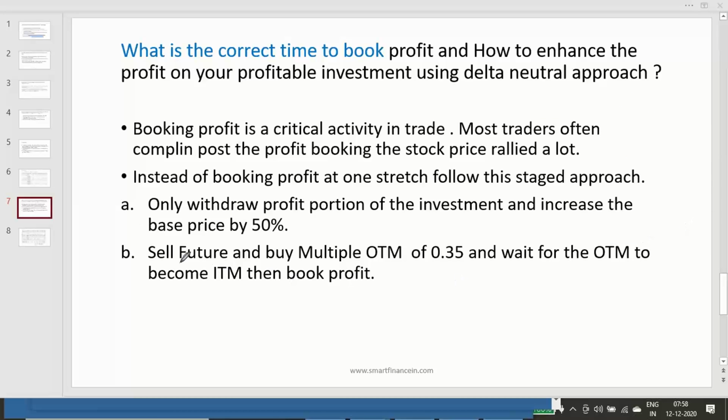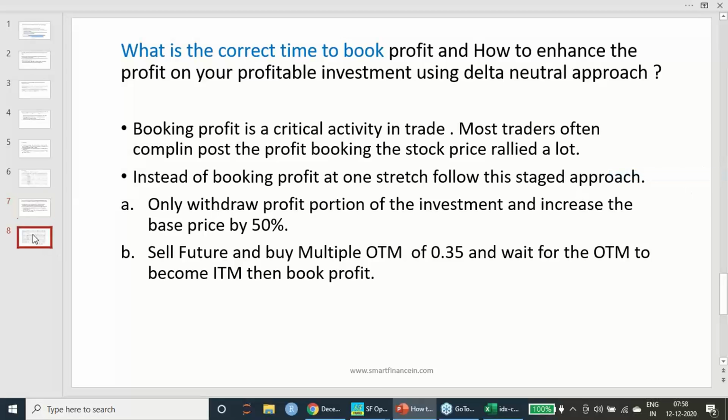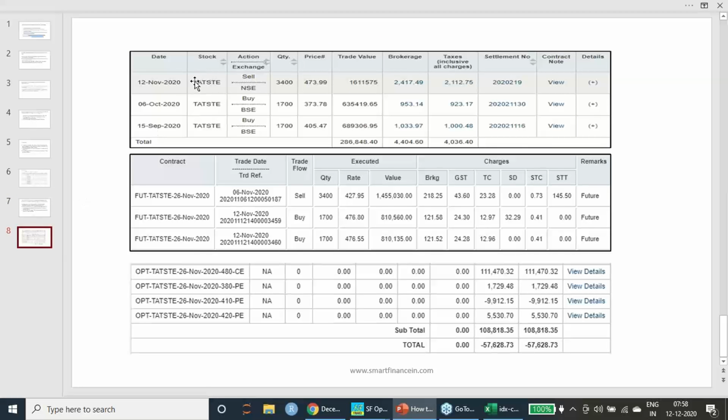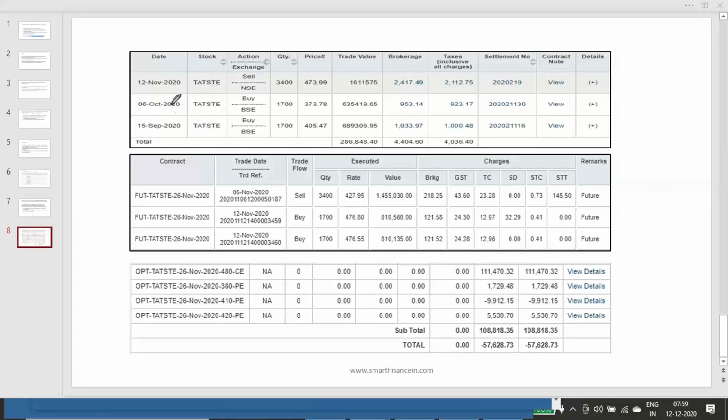The second process is what I have shown you in the case of GAIL: selling the future and buying multiple OTMs of 0.35 delta. Now I will show you a second example in Tata Steel. What did I do here? Two lots of Tata Steel. These are the equity holdings, bought at different times. The first entry happened on 15th September at 405.